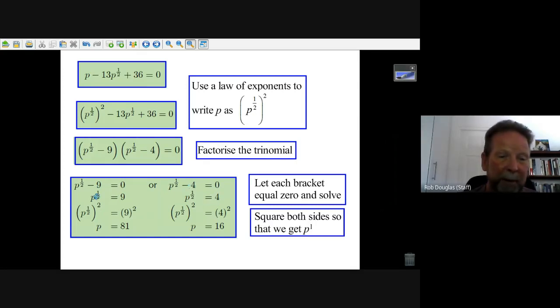Now p to the half, we'd like it to be p to the 1. So if you square p to the half, 1/2 times 2 gets you back to p to the 1. So if we square 9, 9 times 9, we get 81. So one of our answers is p equals 81. Whatever we do to one side, we do the same to the other. So we square 4 and we get 16. 1/2 times 2 is 1. That's p to the 1, p equals 16.